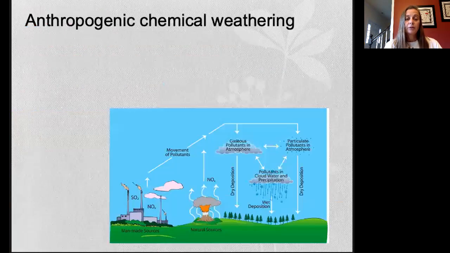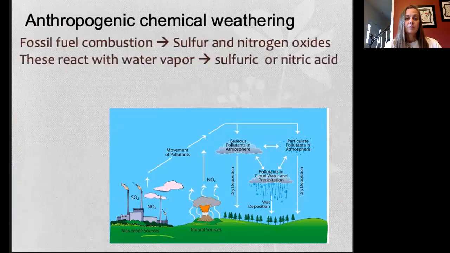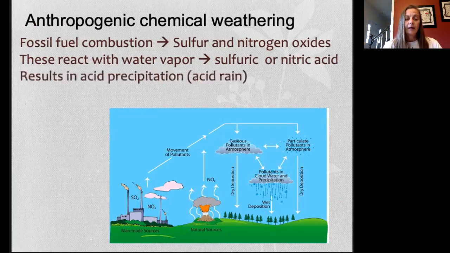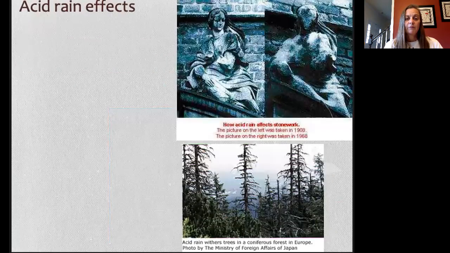So there's also human-caused chemical weathering, as opposed to the natural chemical weathering that comes from our atmosphere. As humans burn fossil fuel, that releases sulfur and nitrogen oxides, which react with water vapor to form either sulfuric acid or nitric acid. And that results in acid rain or other forms of acid precipitation, which we'll talk more about when we talk about air pollution. So what are the effects of acid rain that are relevant to us right now?